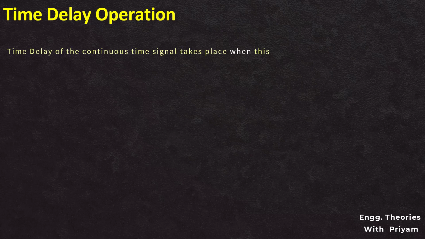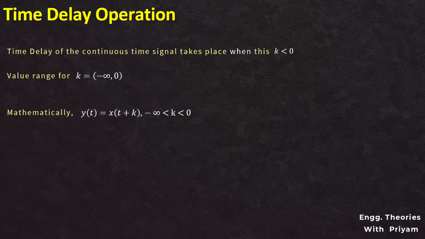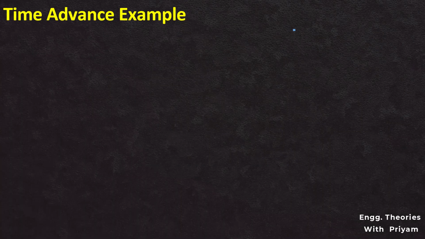Time delay of the continuous time signal takes place when this k is less than 0. If this condition is true, then k will have the value from minus infinity to 0, or the possible values of k will always be negative and less than 0. Mathematically, this can be shown as y(t) is equal to x of t plus k, where k lies between minus infinity to 0. When k is equal to 0, no change in time axis or no time advance or time delay takes place. Let's see an example where time advance operation takes place.